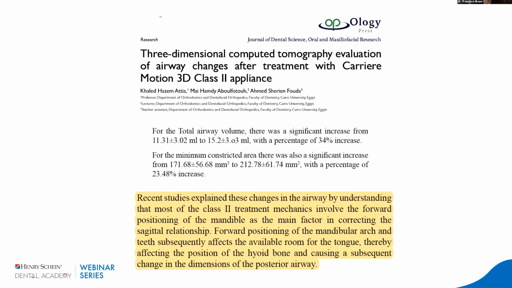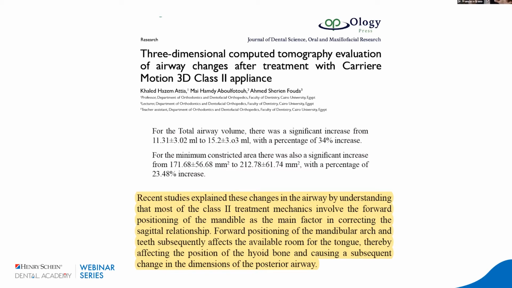When you see that information, you say, oh wow, this makes sense. They explain the mechanism and all the information, but a 23% increase of the airway spaces for me is nothing, okay? I'm not going to do treatments to increase the airway spaces by only 23%. In my experience, I increase the airway spaces way more when I do, for example, Motion, when I do expansion, when I do a lot of things. The only difference is I measure everything and I compare.